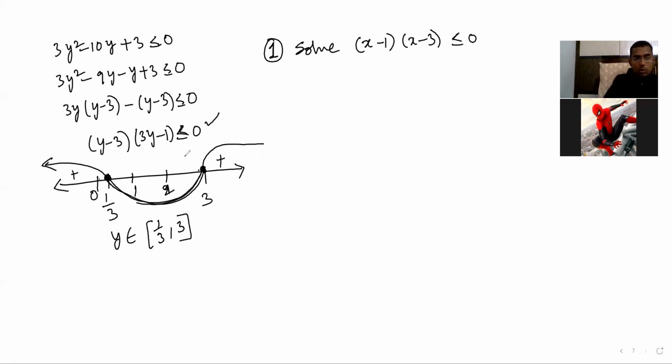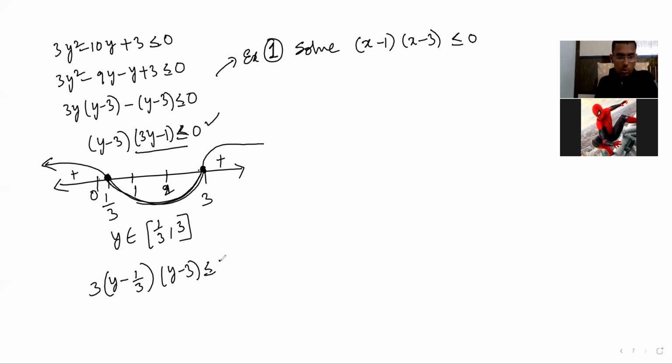Now this is the same as this one, you know? Yes, sir. The same thing only. Here y minus 3, same. 3y minus 1: if you take 3 common, what you get? 3 into y minus 1 by 3, and y minus 3 less than or equal to 0. If you take 3 to that side also, you get y minus 1 by 3 into y minus 3. But just for understanding easily, I am taking this example.